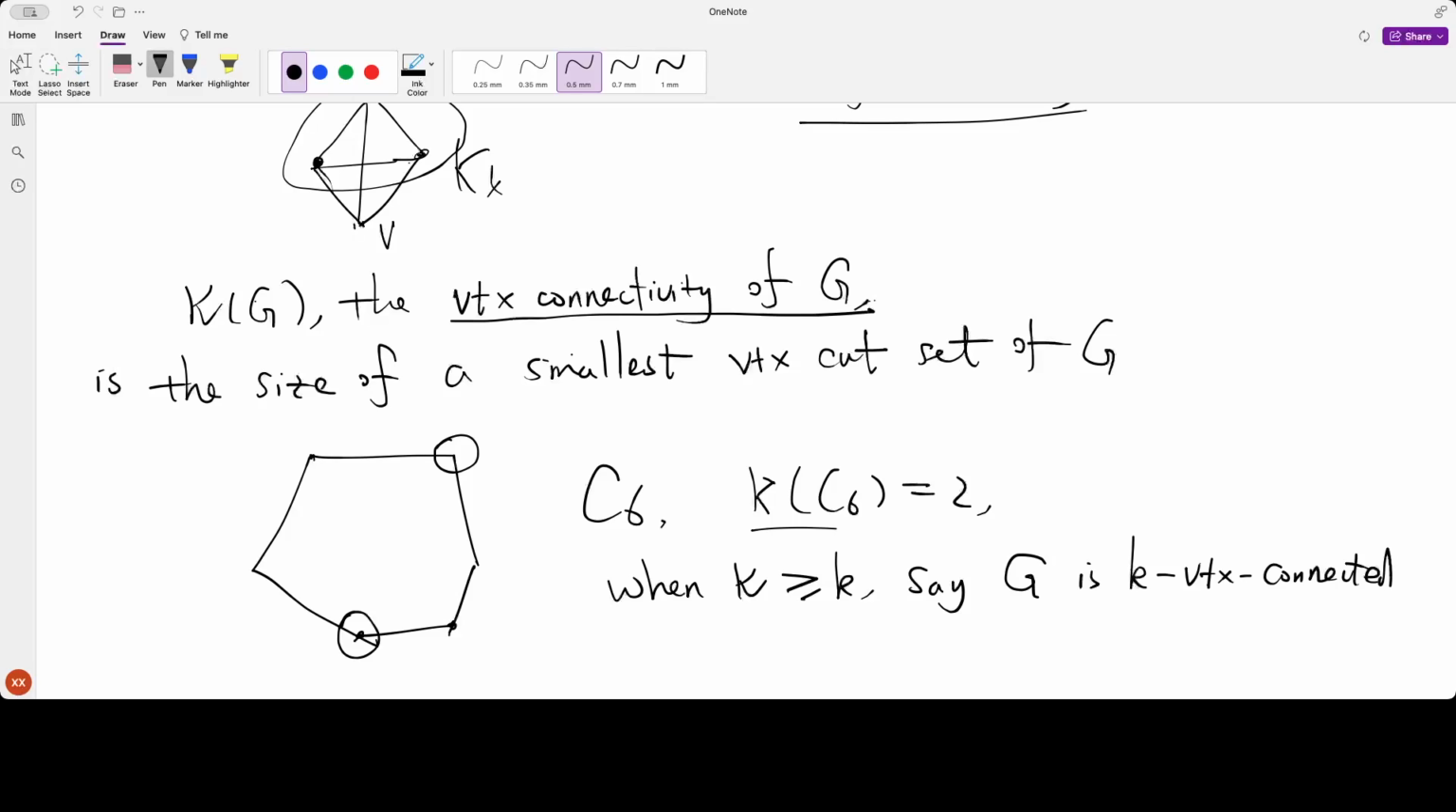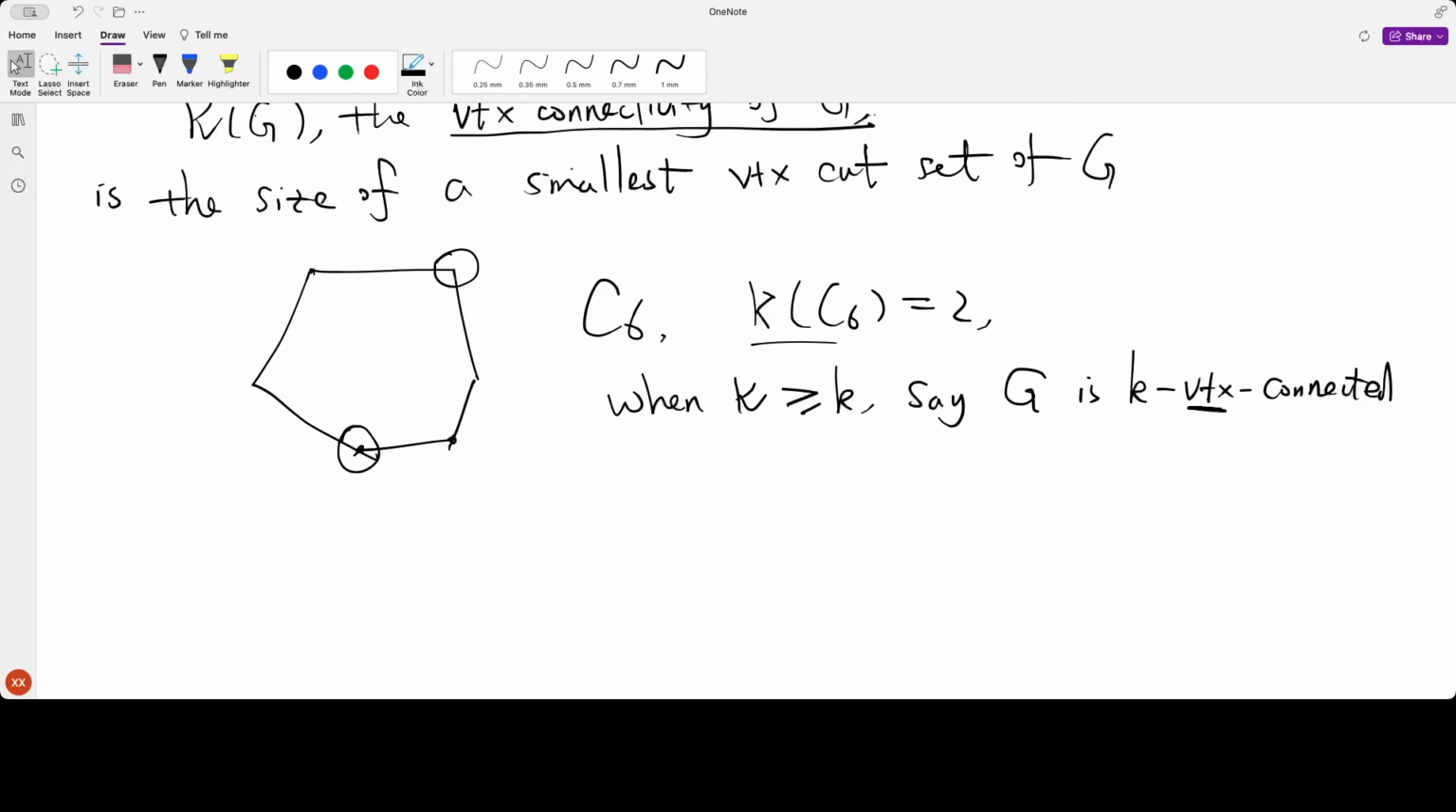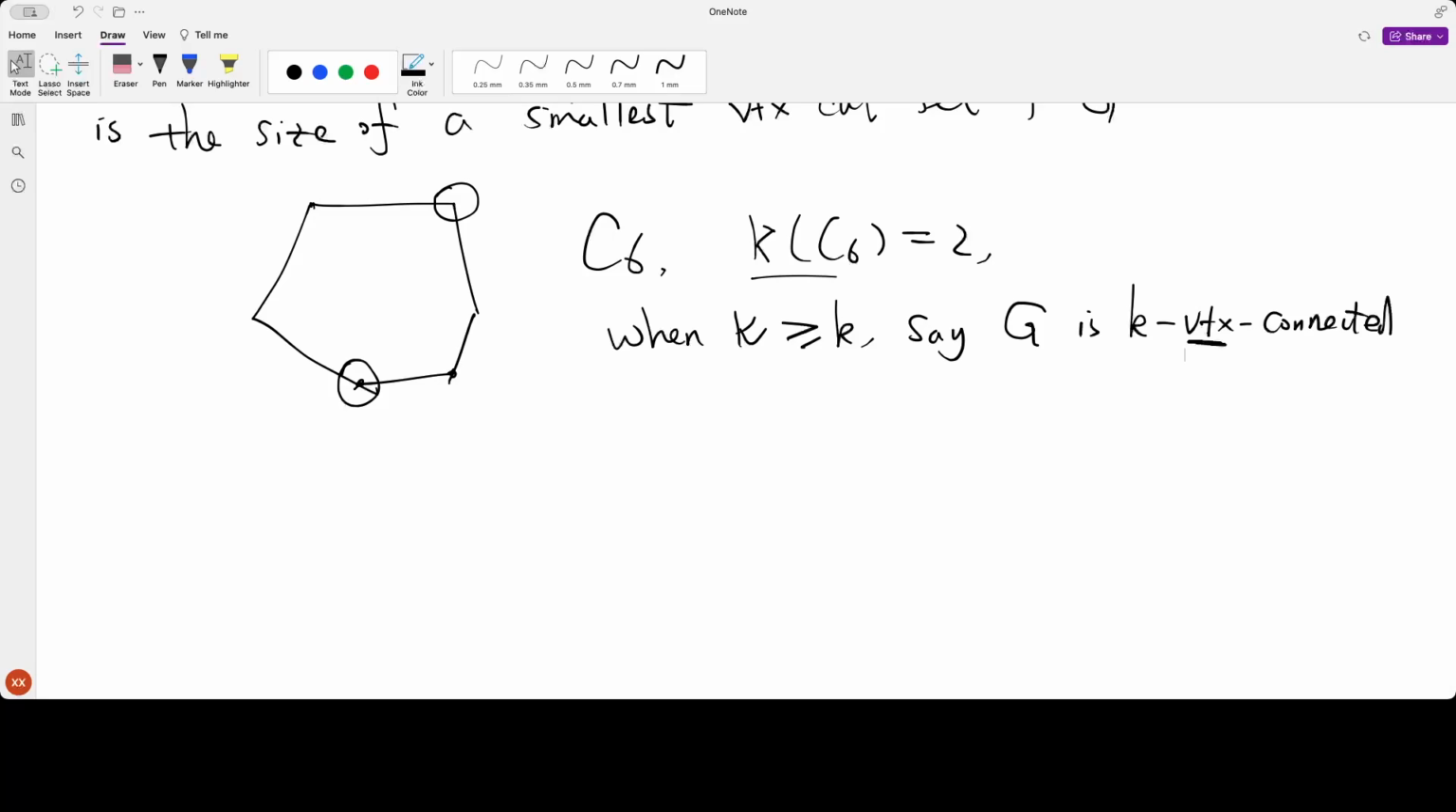So if you don't say anything, edge or vertex, it means vertex. So usually people say, okay, some graph is 3 connected, it usually means that it's 3 vertex connected. But to avoid confusion, you usually put edge or vertex. But these pair of definitions are related to each other.